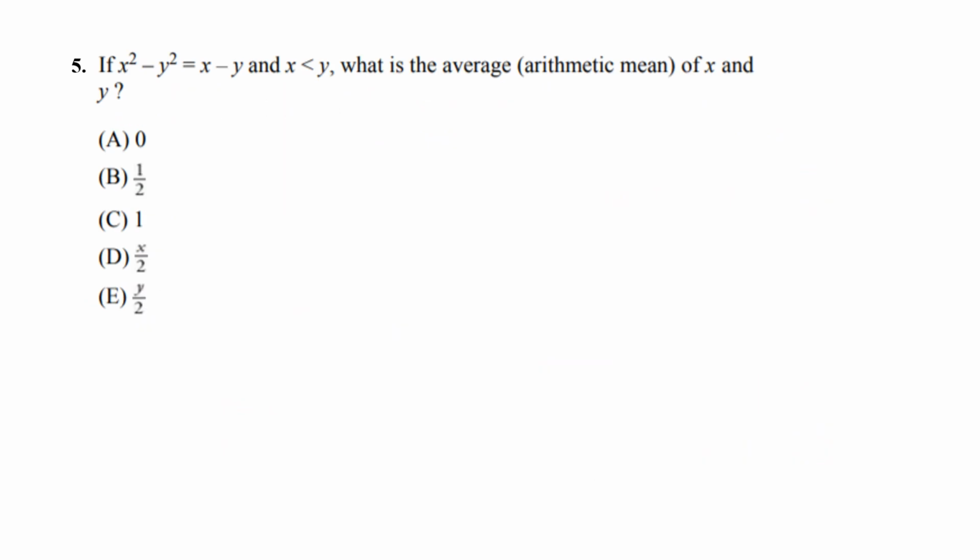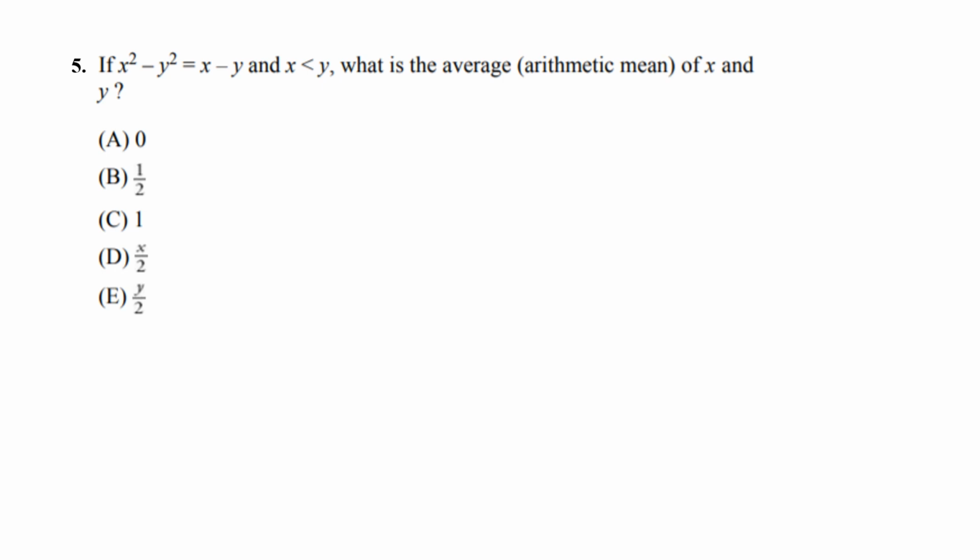Okay, so this is x squared minus y squared equals x minus y, and x is less than y. What is the average or arithmetic mean of x and y? So this is very interesting to think about, right? At first glance, we're not really sure what to do. You're trying to find an average. We're thinking maybe they'll give us numbers and different things to do. Let's see if we can do some fancy algebra to try to get an answer out of this, okay?